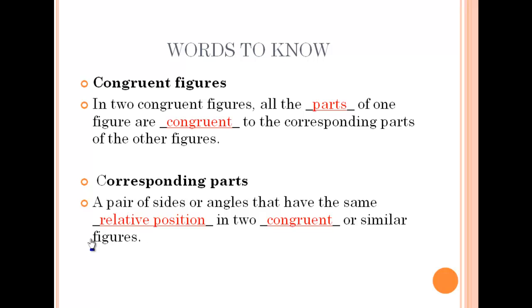In two congruent figures, all the parts of one figure are congruent to the corresponding parts of the other figure. Corresponding parts are a pair of sides or angles that have the same relative position in two congruent or similar figures.